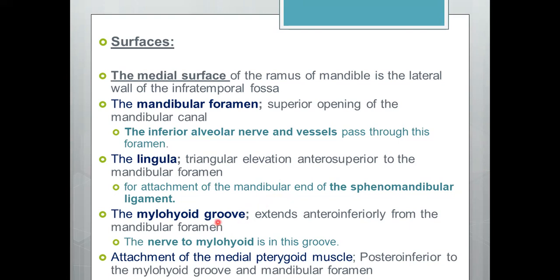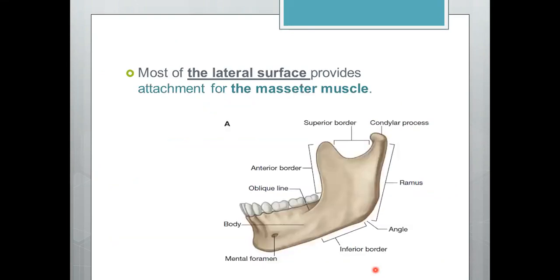The mylohyoid groove, it is through this groove that the nerve to mylohyoid passes. The attachment of the medial pterygoid muscle lies posterior and inferior to the mylohyoid groove and mandibular foramen. Most of the lateral surface provides the attachment for the masseter muscle.